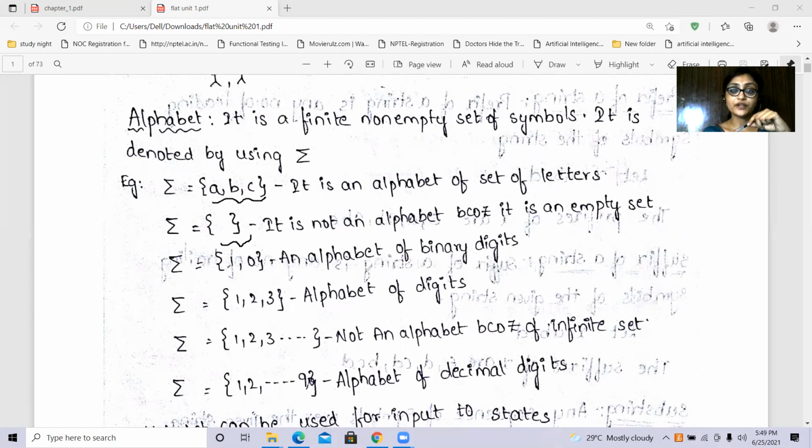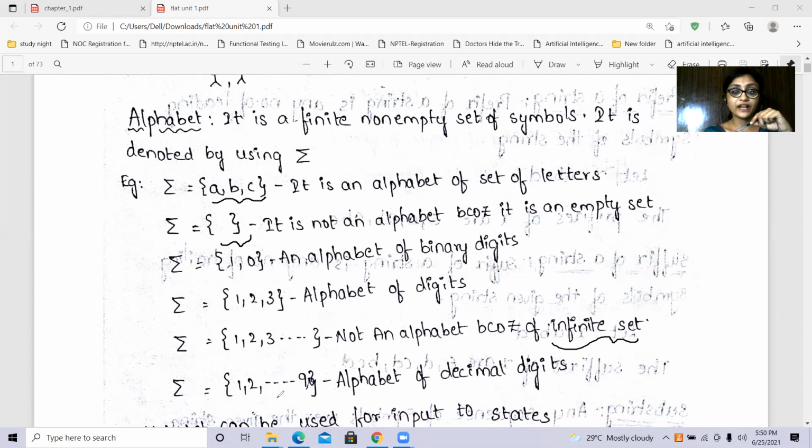And next, an alphabet of binary digits. An alphabet of binary digits is nothing but the collection of the symbols 1 and 0. And next, an alphabet of digits, a collection of 1, 2, 3. And next, not an alphabet. It is not an alphabet because it has an infinite set. It has the infinite set and hence we do not call it an alphabet.